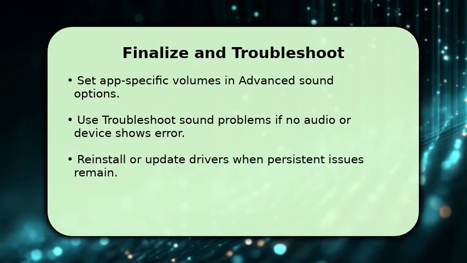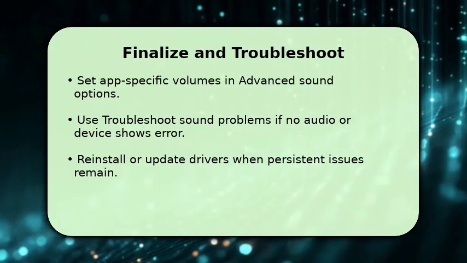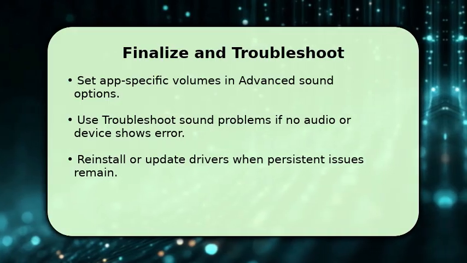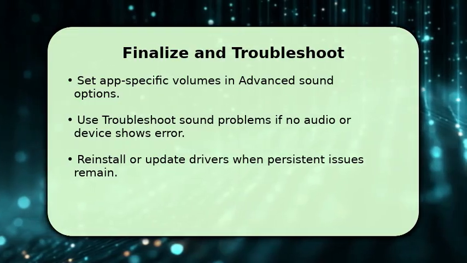Finish by configuring app-specific volumes in advanced sound options so each program mixes correctly. This prevents a browser or game from overpowering system alerts. Once done, verify playback across multiple apps to confirm consistency.